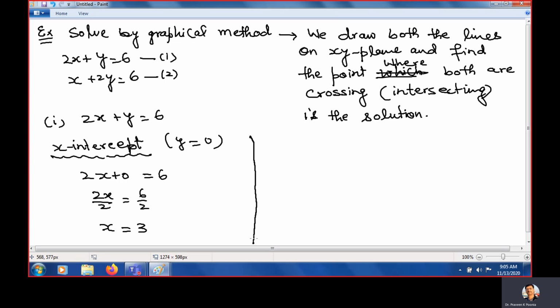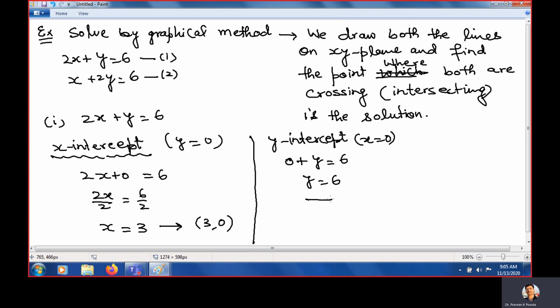And how do we find the y-intercept? We put x equals 0. x equals 0 means 0 plus y equals 6. So it is y equals 6. So here, what is the x-intercept? It is (3, 0). And what is the y-intercept here? (0, 6). Clear? So these are the points for 2x plus y.